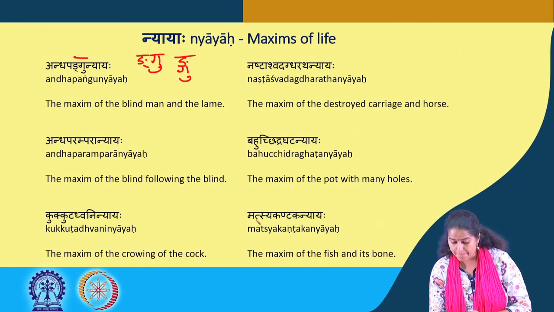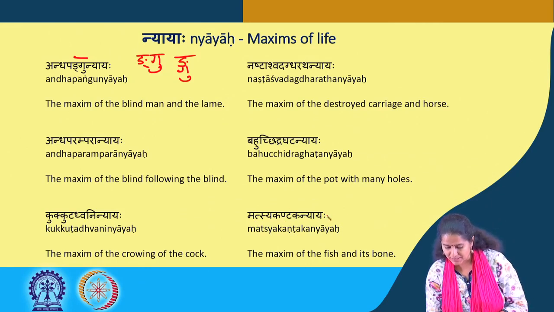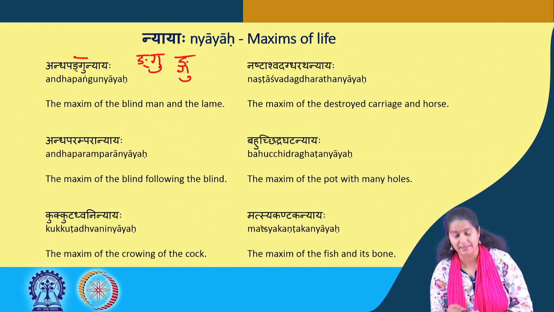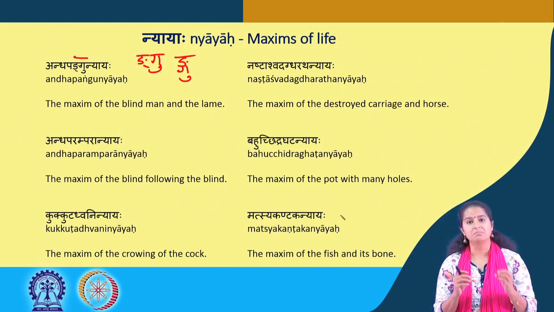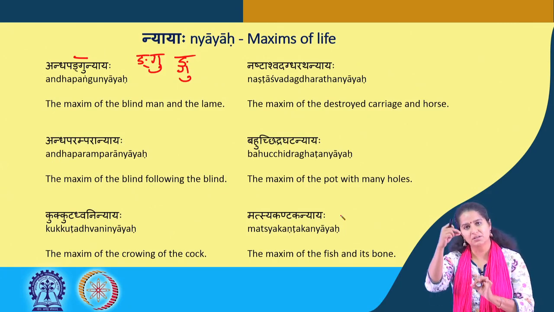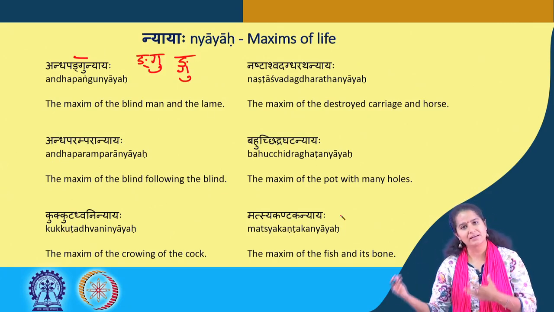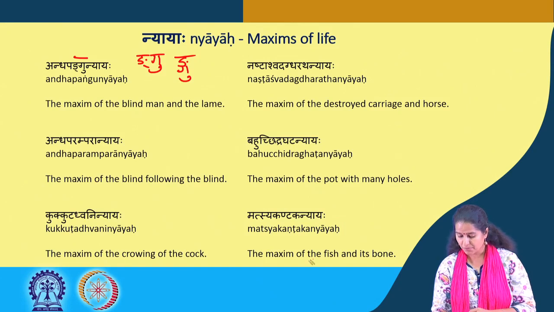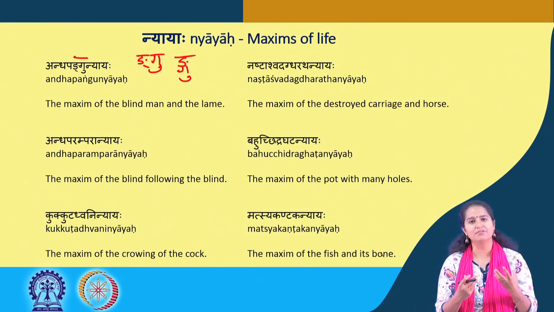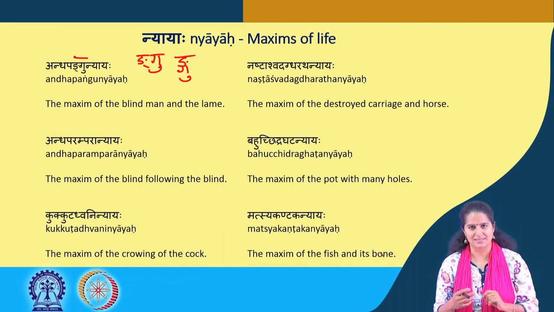The next one, Matsya Kantaka Nyaya. Matsya. So you see there are three consonants combining there. Kantaka Nyaya: matsya, fish; kantaka, the bone; and nyayah is the law. So the maxim of the fish and its bone. When eating the fish, although the bone plays an important role, it is not consumed. So you just take the essence and you leave the rest, like we need to do in life.